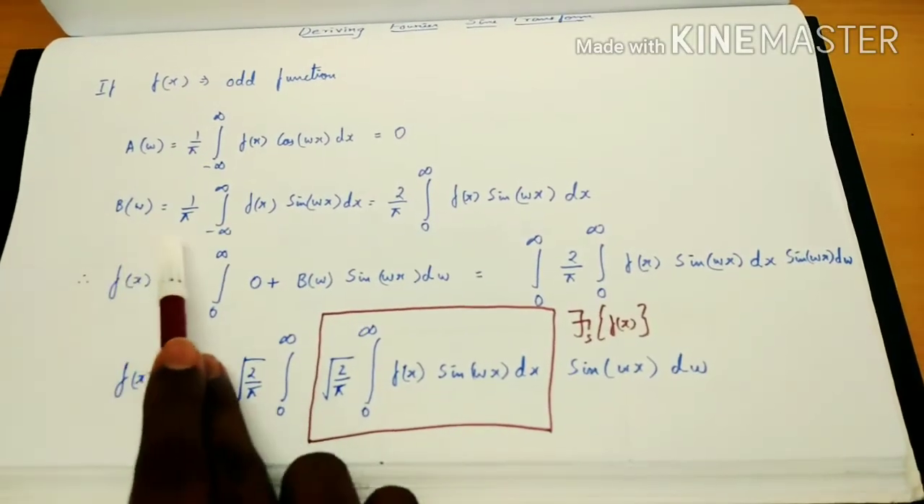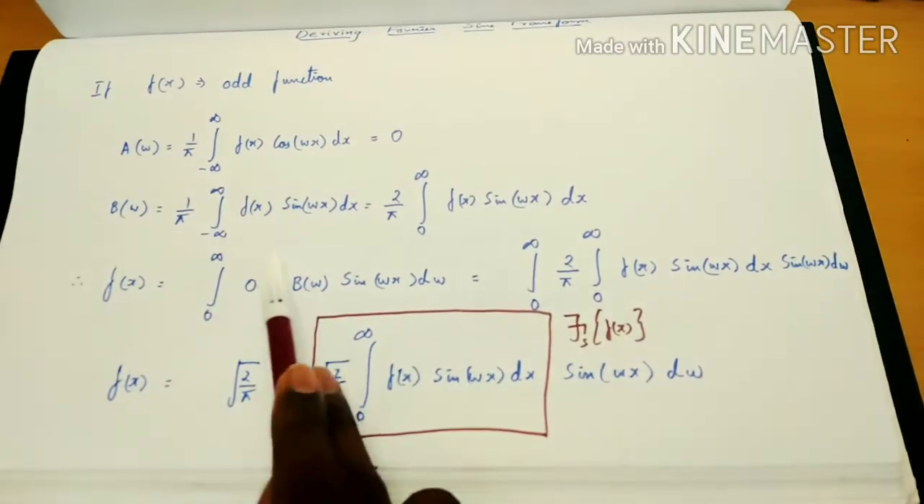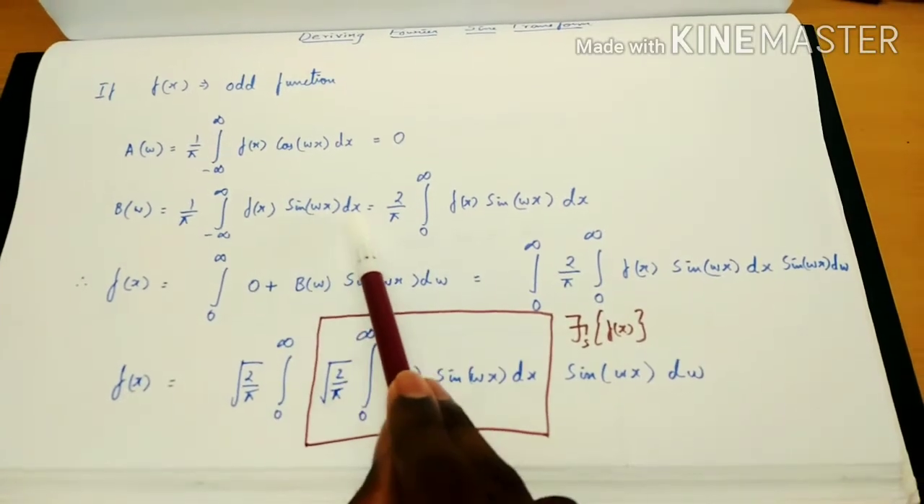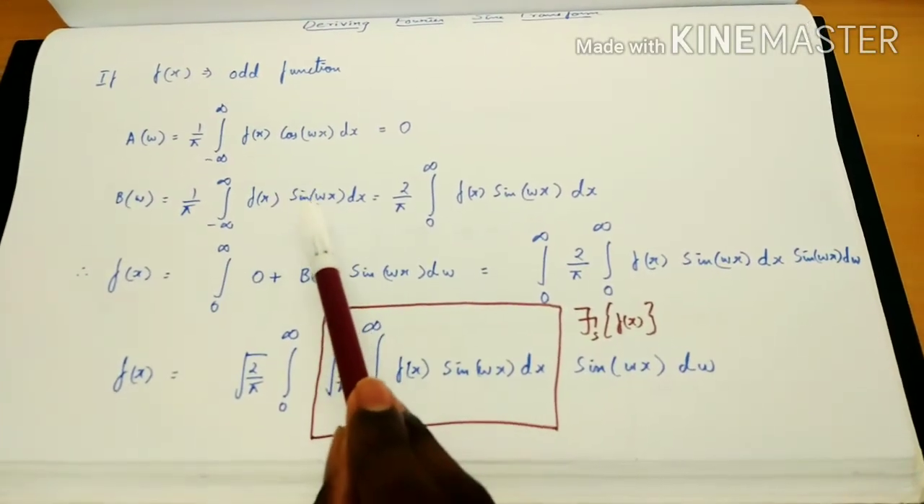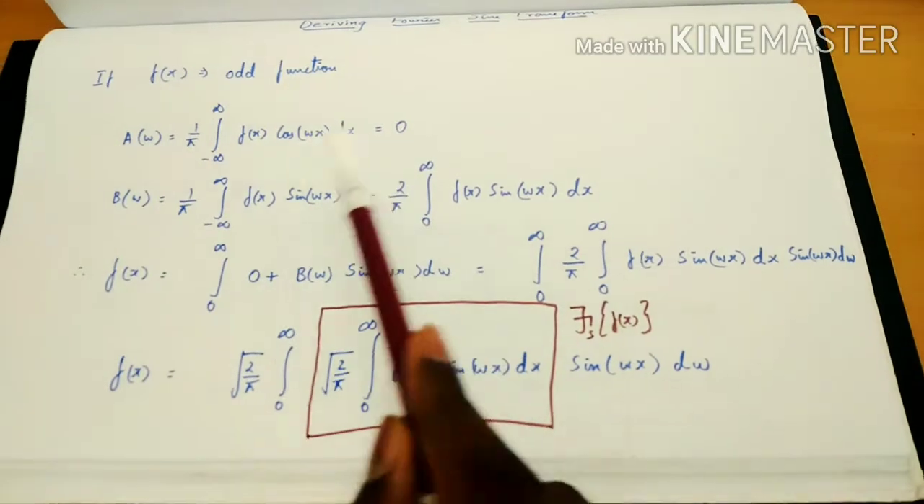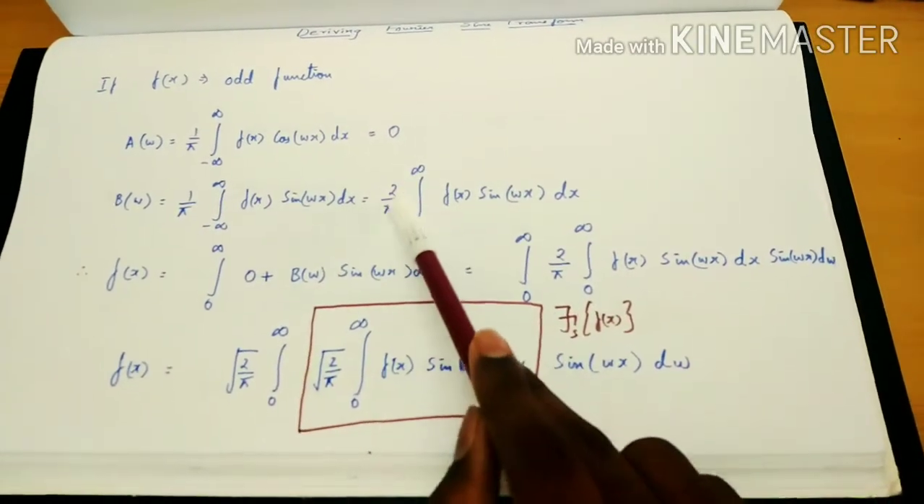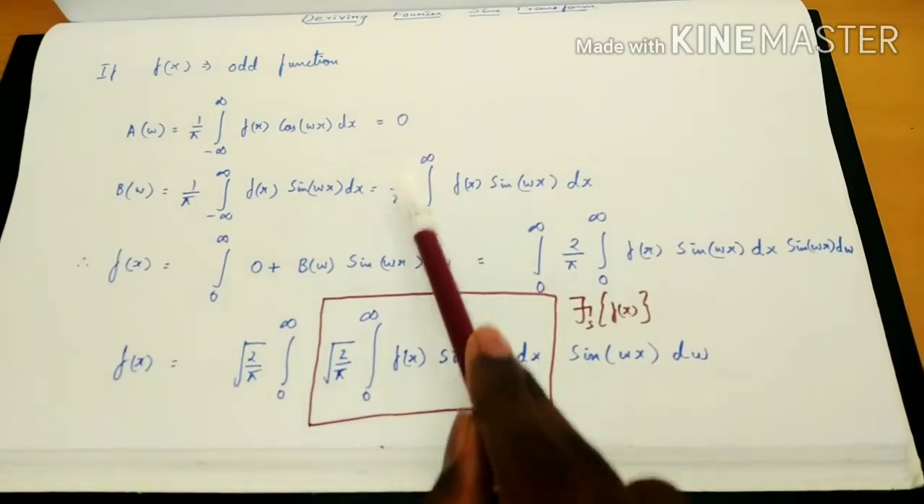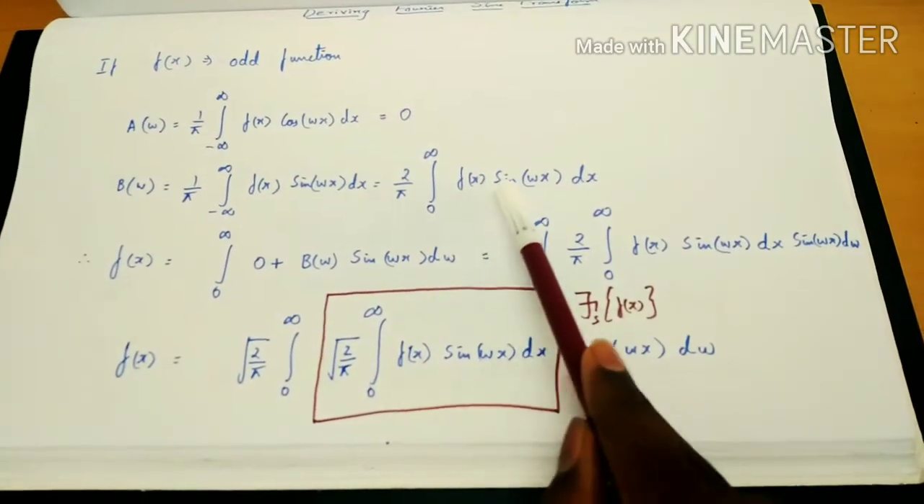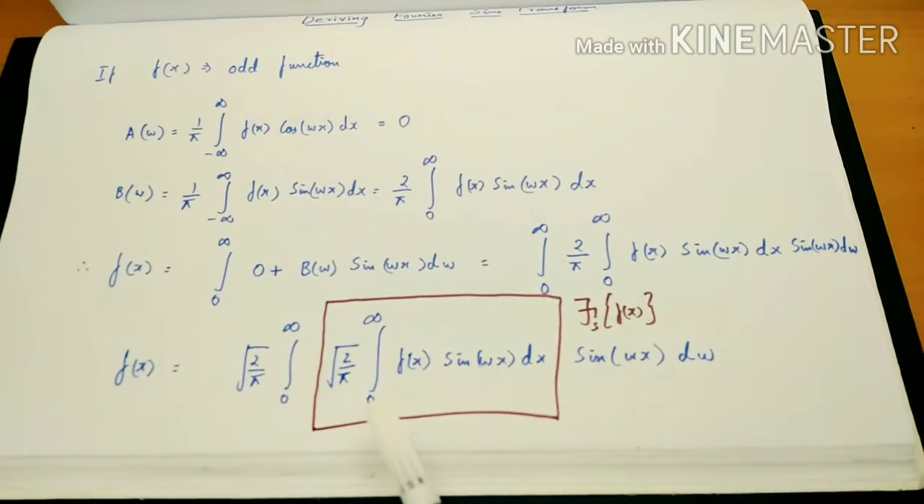And consider B omega, which is 1 by pi integral minus infinity to infinity f of x sin omega x dx. Here sin omega x is an odd function and f of x is an odd function, so odd into odd we get an even function, so it will be 2 times, so 2 by pi integral 0 to infinity f of x sin omega x dx.